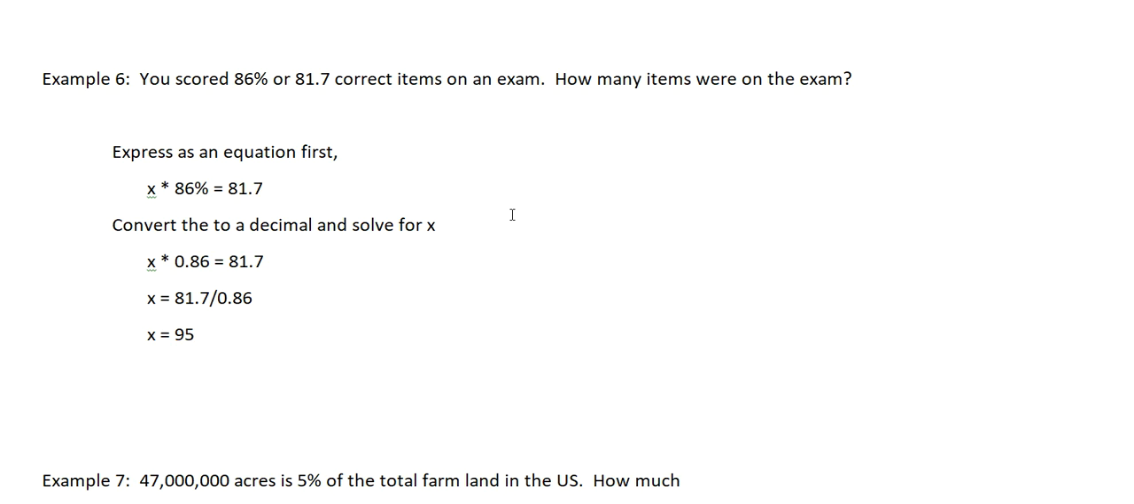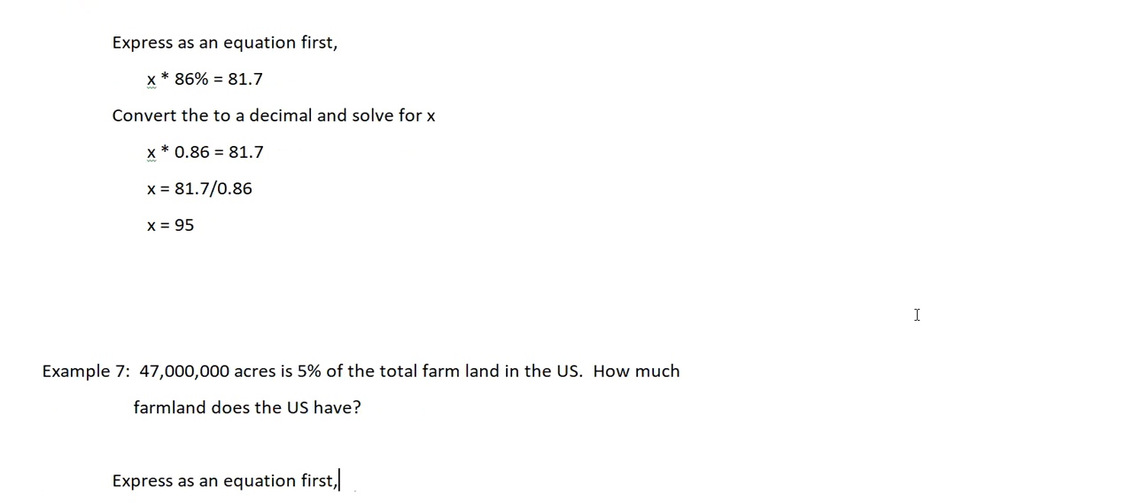Well, we're going to convert the percentage to a decimal, and then we're going to solve for x. 86% is 0.86, and then I'm going to divide through both sides by 0.86. 0.86 divided by 0.86 is 1, and 81.7 divided by 0.86 is going to be 95. There are 95 problems on the exam.